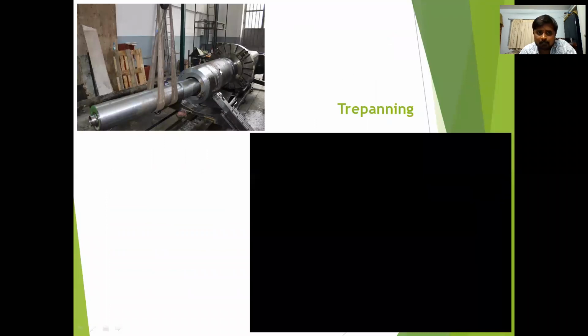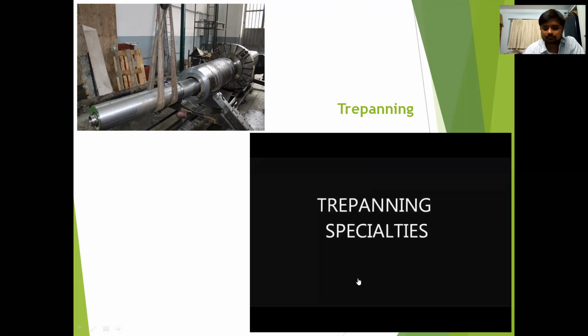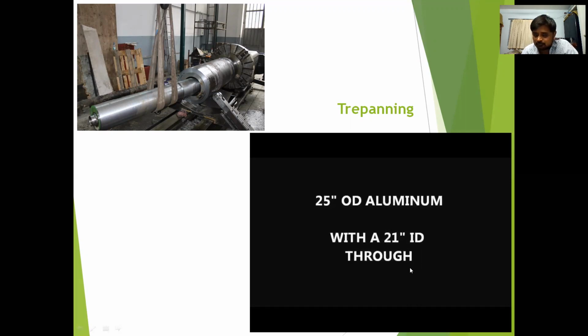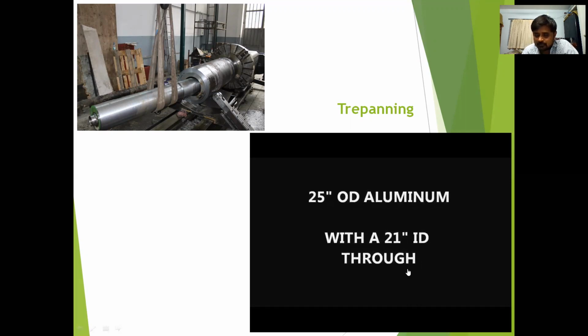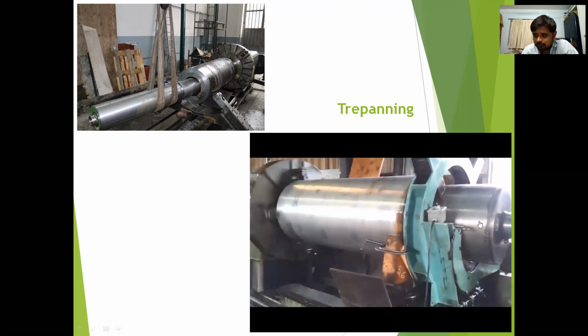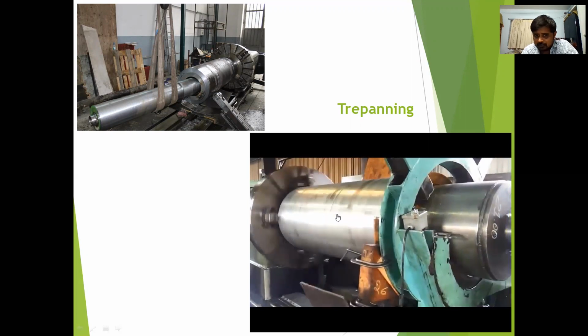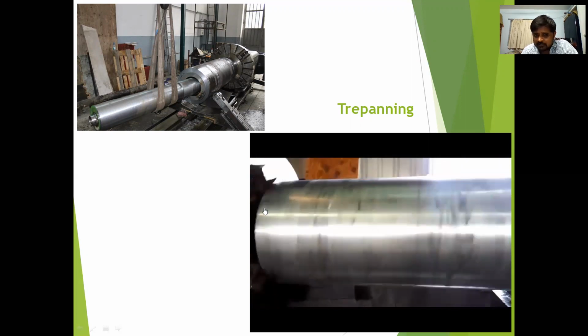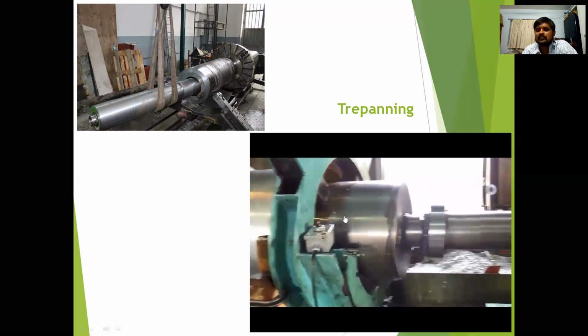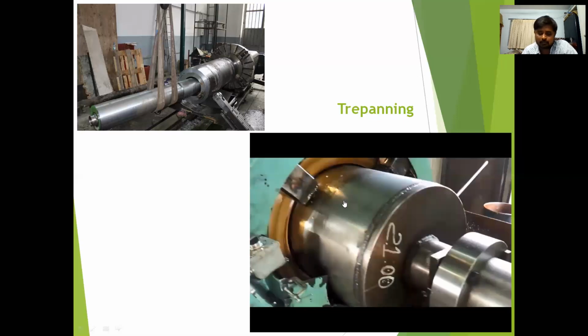This is the basic workpiece. From this, we are going to remove this amount of material, making a hollow portion. You can observe this one. This is the workpiece, and this is the trepanning tool. We are going to hold the workpiece in a chuck, and we insert the trepanning tool through the workpiece.